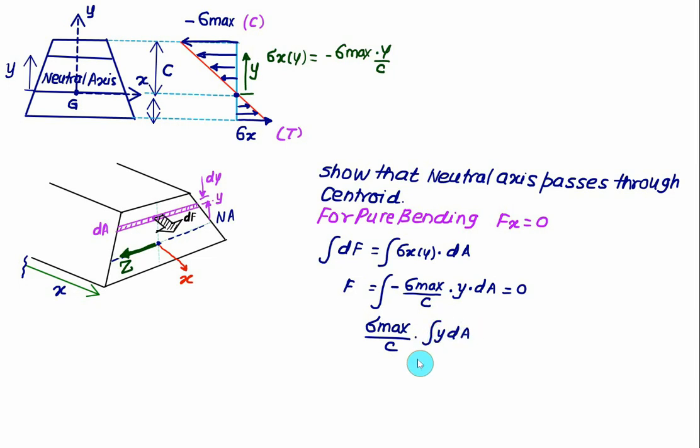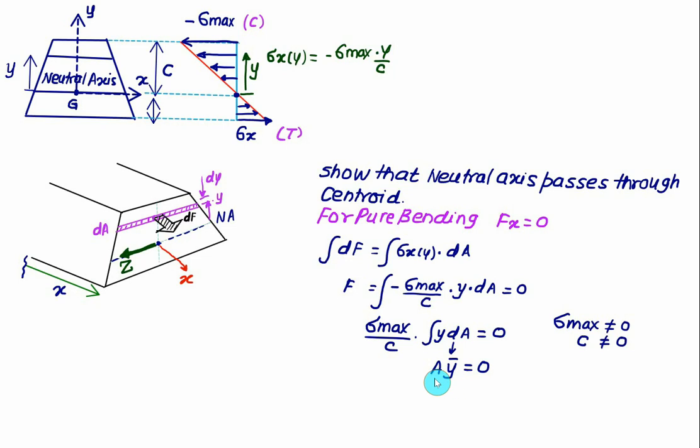The integral of y dA is the first moment of area, which is equal to 0. Now the bending stress cannot be 0, that is true, so maximum bending stress cannot be 0. Secondly, the value of c cannot be 0. It means that the integral of y dA must equal 0. And the standard solution of the integral of y dA is area multiplied by y bar, where y bar represents the centroid distance. So this integral we can write as A times y bar. So this product must equal 0.